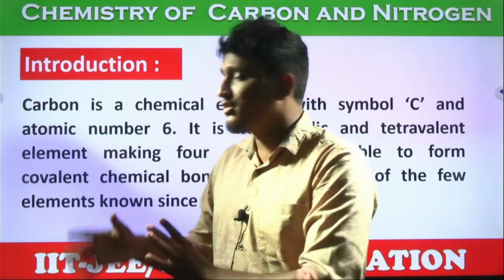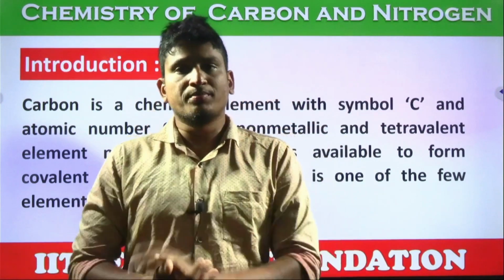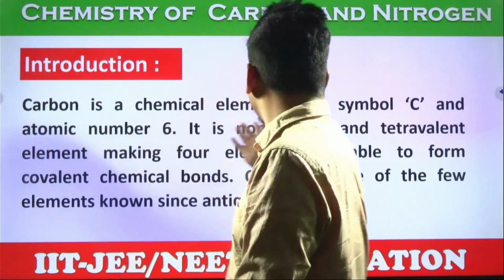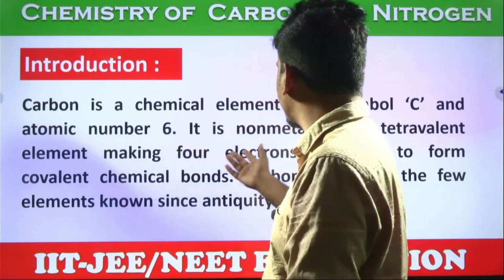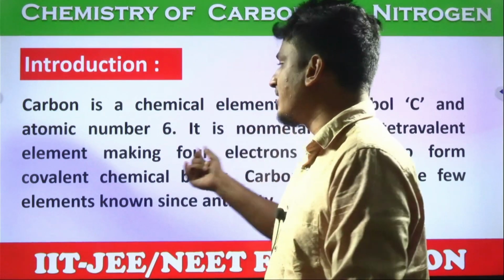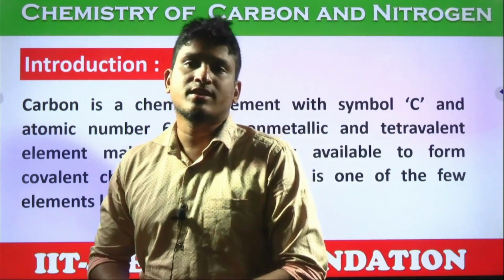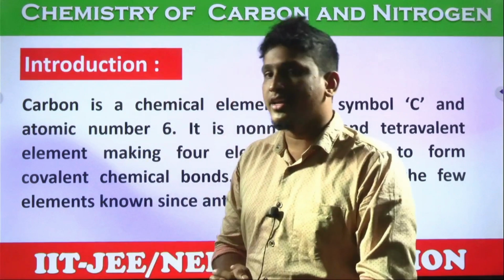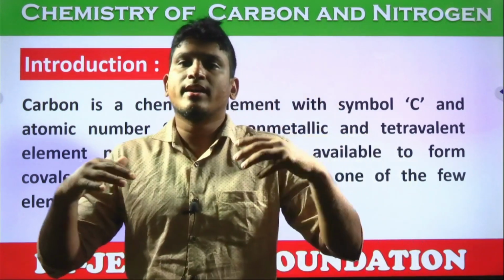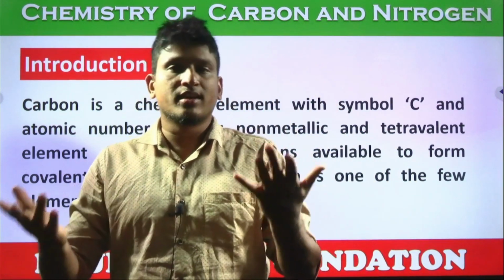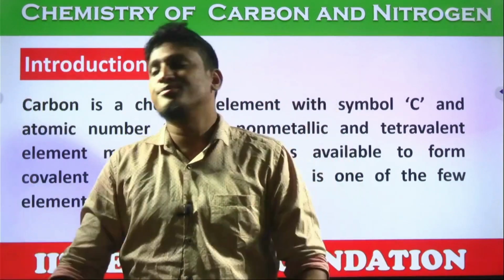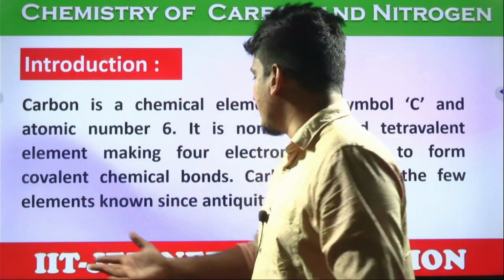So in this video students, we'll stick to the physical properties and allotropic forms of carbon. Carbon is a chemical element with symbol C, atomic number 6. It's a non-metallic, tetravalent element. What is the meaning of tetravalent? Its valency is 4. There are 4 half-filled orbitals in the valence shell of carbon, all ready to bond. It can form 4 single bonds, double bonds, triple bonds, everything. Carbon can form n number of bonds. So that's why we have so many possibilities.